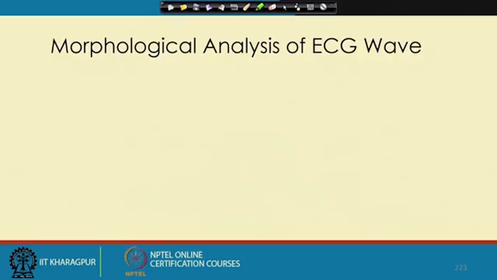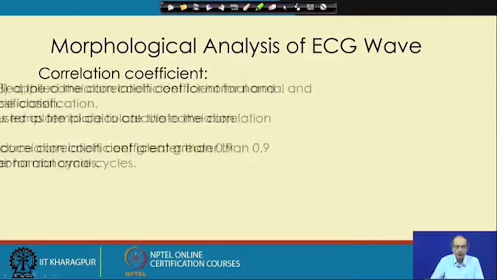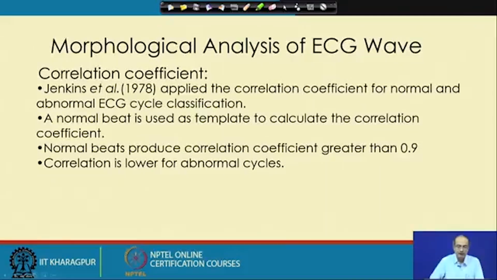So, we have already seen the changes in the signal, especially for the ECG signal, and now we will look at the different techniques to capture those morphological changes in the ECG signal. So, first we look at the correlation coefficient for that purpose, that Jenkins et al.